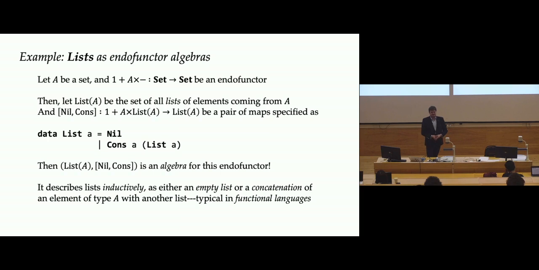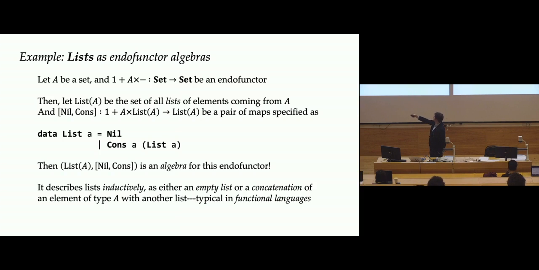Let's start with lists. Lists are a very standard object you encounter in one of the first computer science courses you cover. So how can we describe lists using endofunctor algebras? Let's have A be a set. This A is a collection of all possible objects that could go into our list elements. And we'll define an endofunctor 1 plus A times blank, which maps set to set, just as before. And list of A is going to be a set of all possible lists where the individual elements are from the set A.